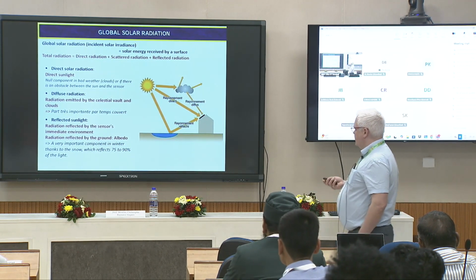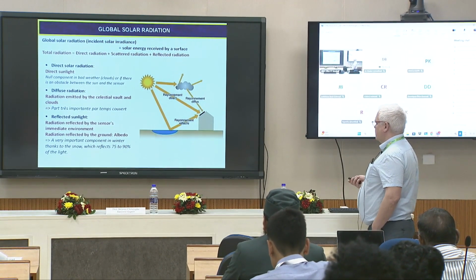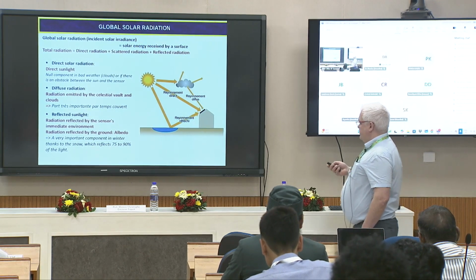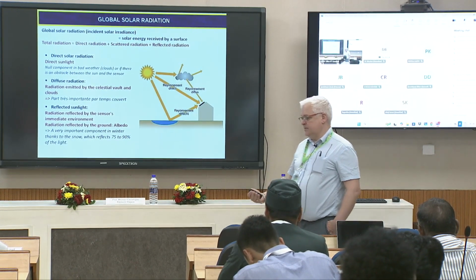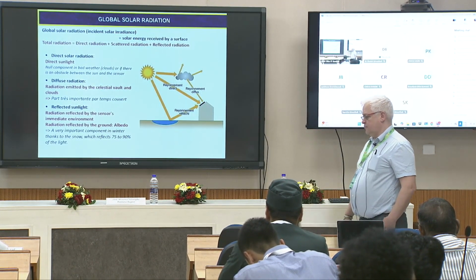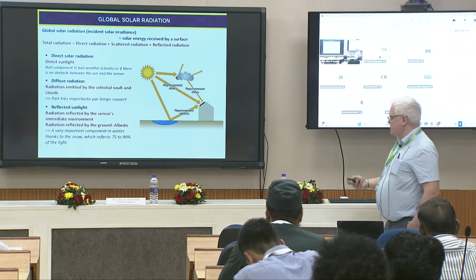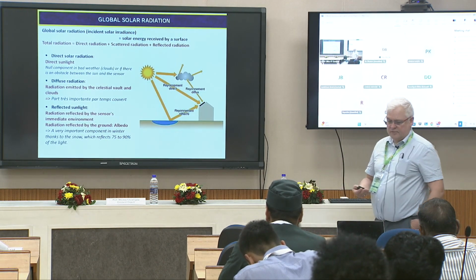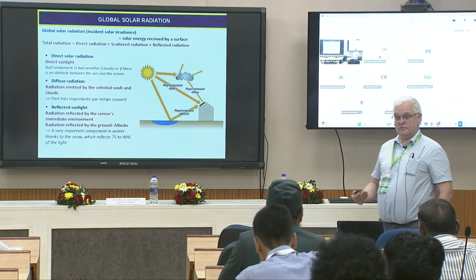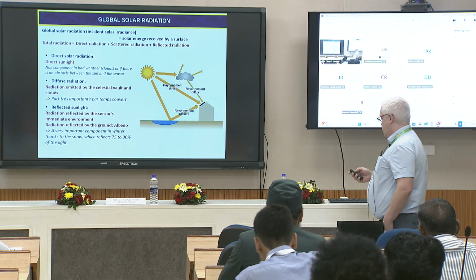When we consider the modeling at the scale of a building, this reflection part could be very important. It depends on the emissivity and reflectivity of the ground. Okay, so the albedo: in some countries where you have snow, the part which is reflected could be very important.